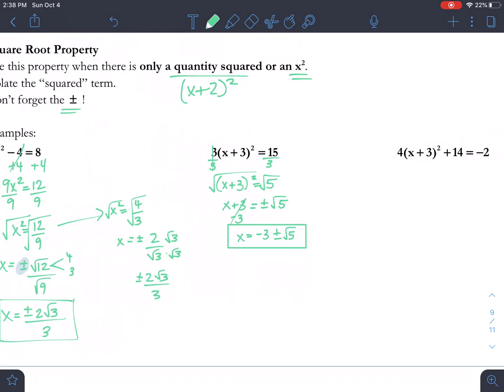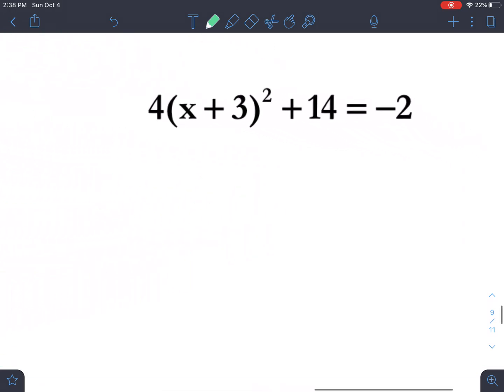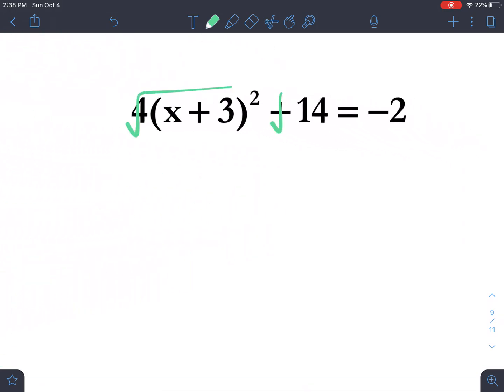All right, let's try one more here. So, biggest mistake people make here is they try to square root each thing. Okay, that is not something you can do. You cannot individually square root pieces of a polynomial or pieces of an equation. You can square root both sides completely, but that's why we want to try to get the squared term or quantity squared by itself. So we're just going to do some solving here.